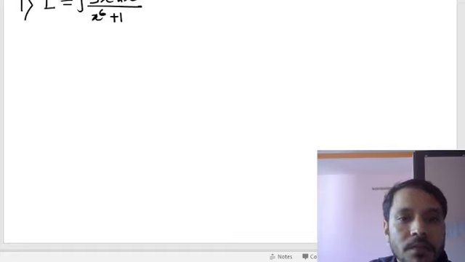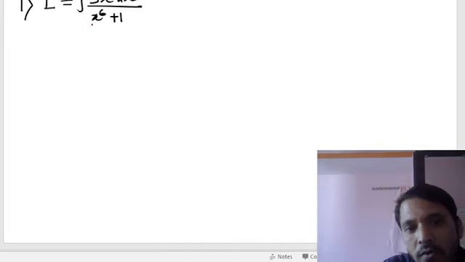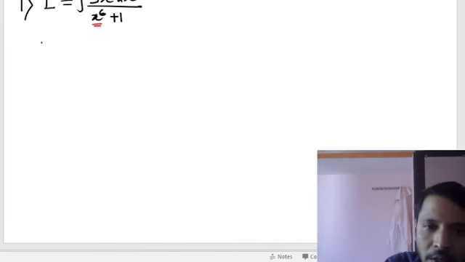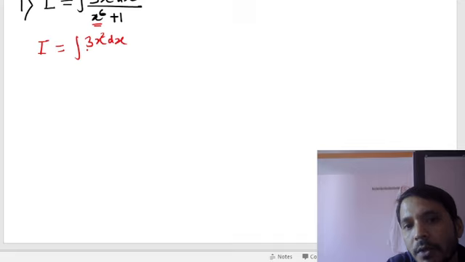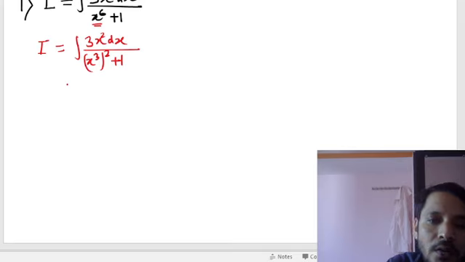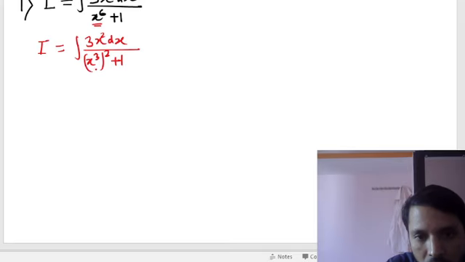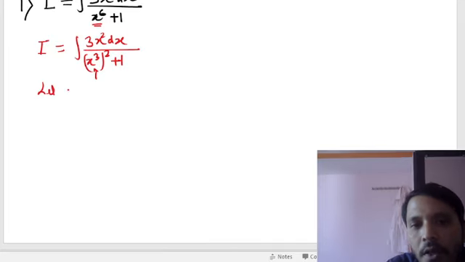Here first of all, as we know the substitution method, here we can see in the denominator we have x to the power 6 given, so we can rewrite this as I is equal to this 3x square dx as it is, but this x to the power 6 we can write as x to the power 3 whole square plus 1. Now just you can see clearly the x cube differentiation is present in the numerator, 3x square. Means we have to just substitute, let this x cube is equal to t.